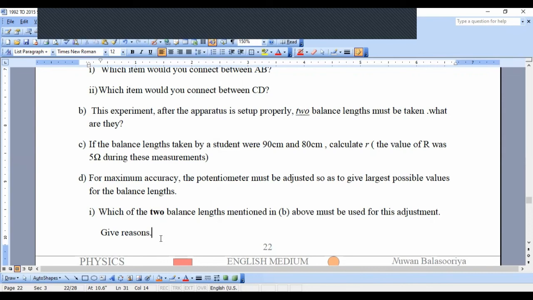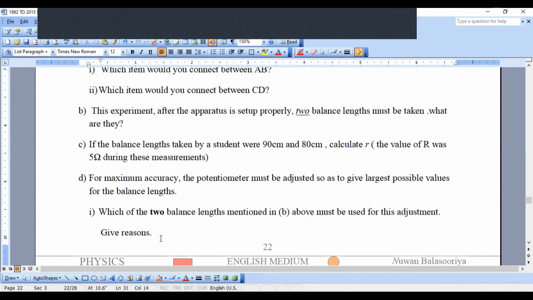Reason: if the smaller balance length is used for the above adjustment, the larger balance length may be larger than the length of the potentiometer wire. Then it cannot be obtained. Okay, dear?